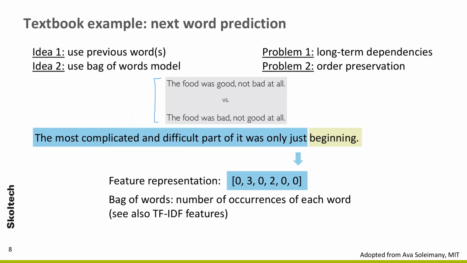We have two sentences. The words are exactly the same for the top one and the bottom one: the food was good, not bad at all, and the food was bad, not good at all. It's the same sentence with two words interchanged, but the meaning is different. So if we're talking about text, we again have this problem. We want to take into account the order when we model our data.